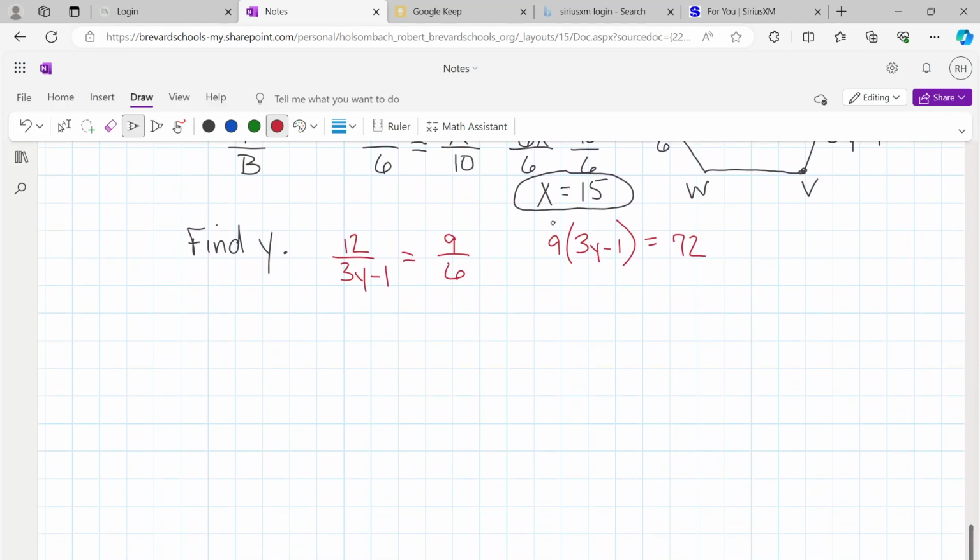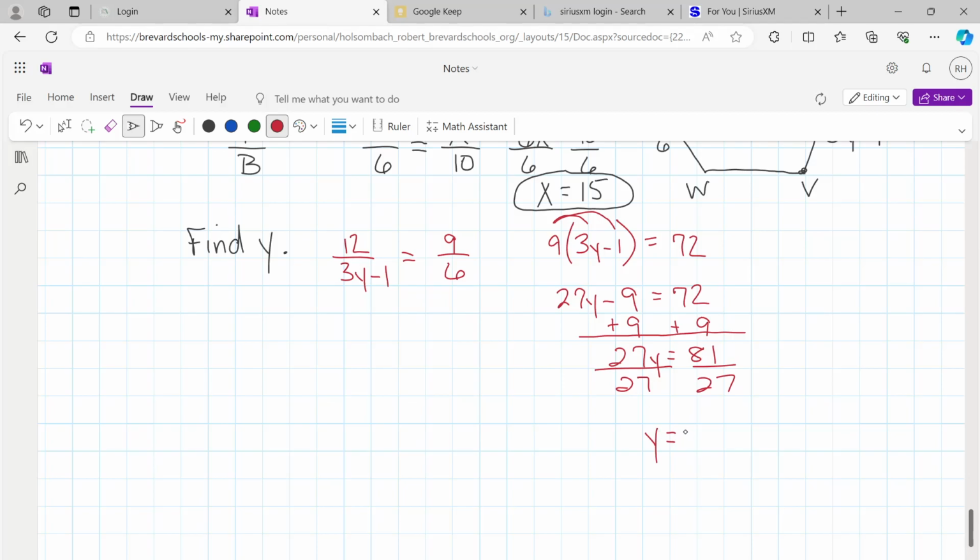So we've got our 9 times 3, which is 27, y, minus 9 times 1, which is 9. It's equal to 72. Add 9 to each side. And our 27y is equal to 81. And divide both sides by 27. So our y is equal to, I'm guessing 3. Our y is equal to 3.